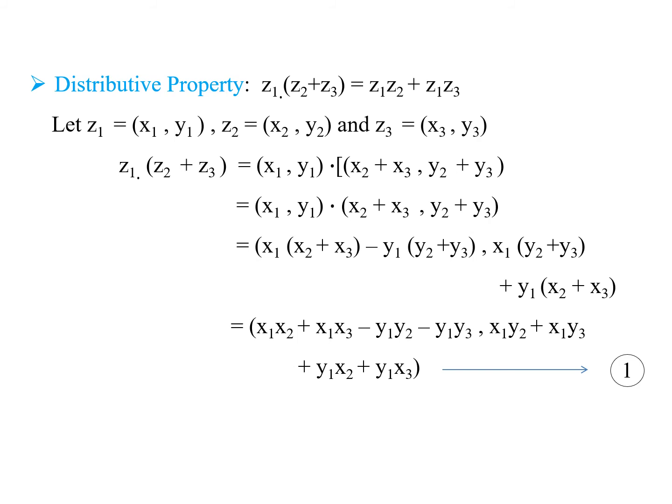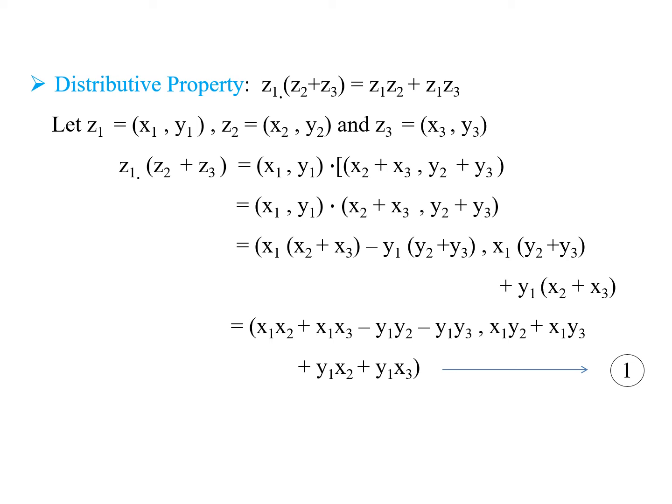Next one, distributive property. z1 into z2 plus z3 equals z1 z2 plus z1 z3. In the LHS, we add two complex numbers and we multiply with one complex number. So we take three complex numbers z1, z2, z3. So z1 into z2 plus z3 can be written as the ordered pair x1 comma y1 into the sum of two complex numbers, that is x2 plus x3 comma y2 plus y3.